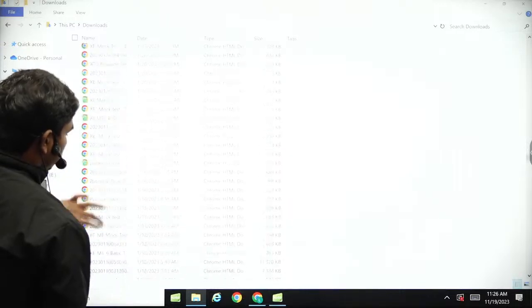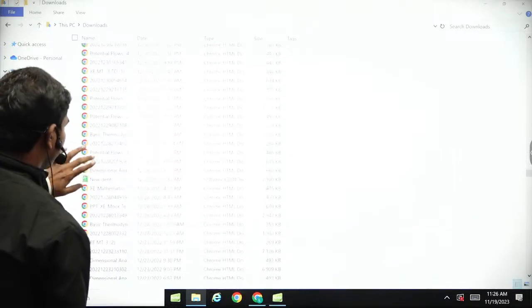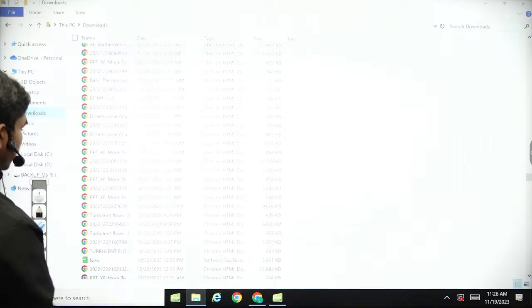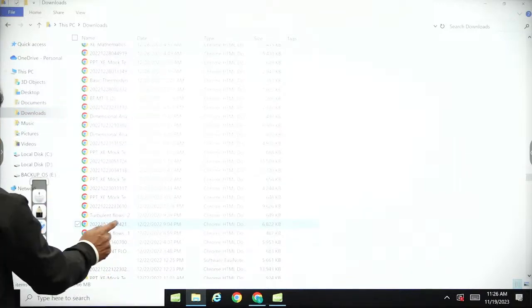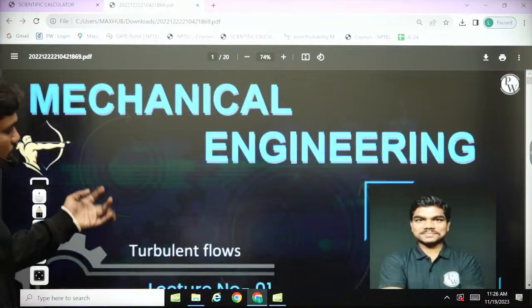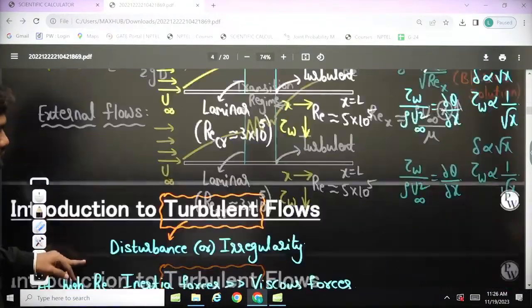Yeah, just a minute, I'll bring it up here. So, turbulent flows 1. Yeah, so here it is. Okay, so you can actually see all these things.